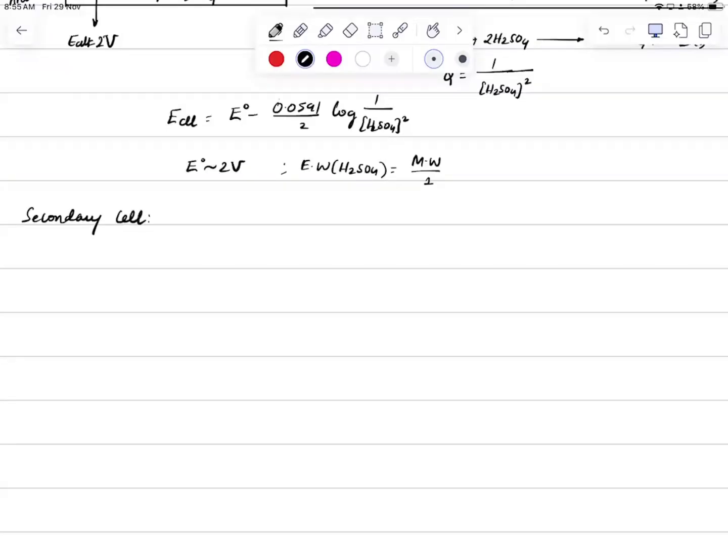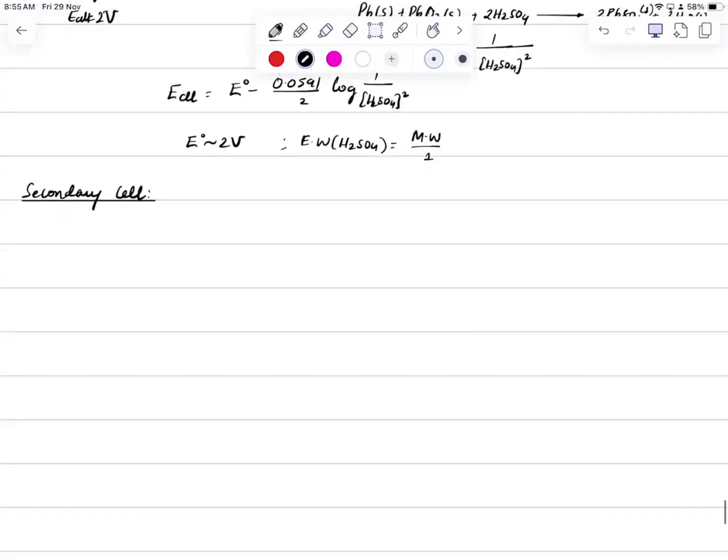Another secondary cell which you will see is the cadmium cell. Here, cadmium Cd solid with 2 moles of OH minus aqueous will give us CdO plus H2O liquid plus 2 electrons. This is what is happening at the anode.